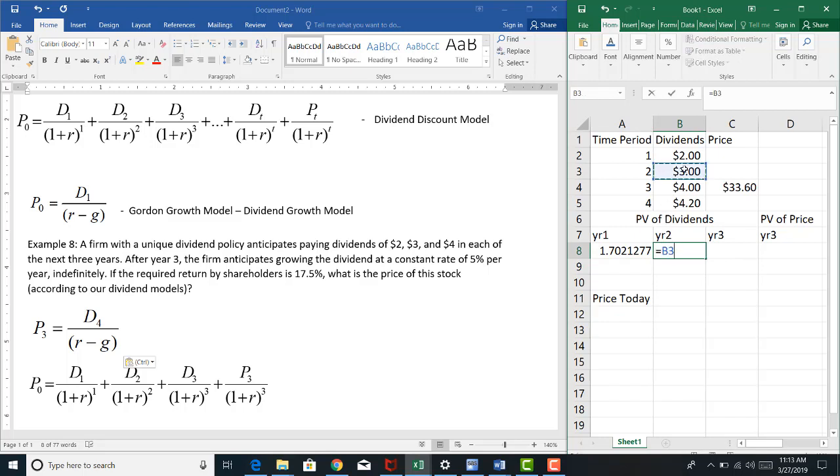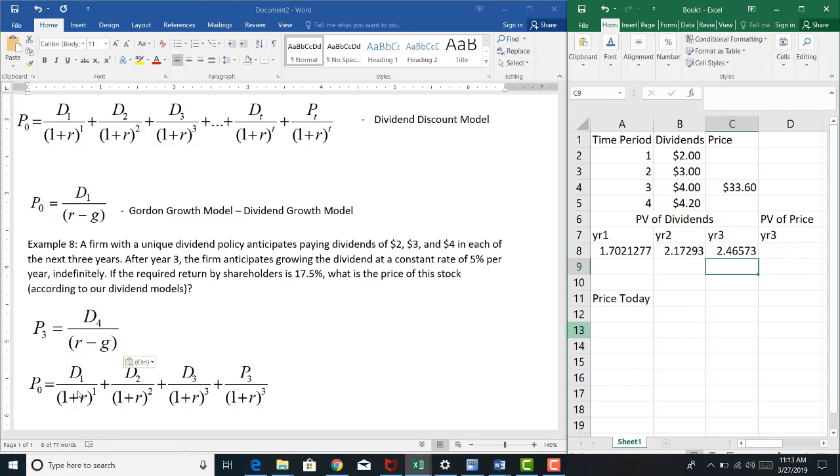I'm going to do the same thing here in year 2. The dividend in year 2 in present value terms is going to be divided by 1.175 raised to the power of 2. That is, I'm discounting back this $3 dividend 2 years by a rate of 17.5%. I get a dividend in present value terms of $2.17. And I'll do the same in year 3, divided by 1.175 raised to the power of 3. And I get a dividend of $2.47.